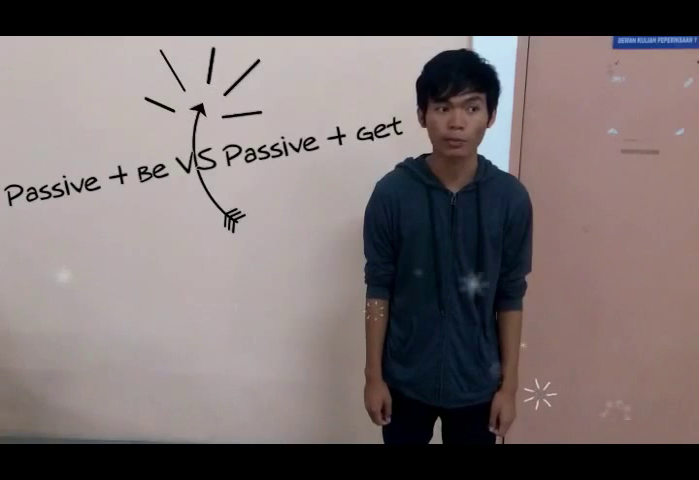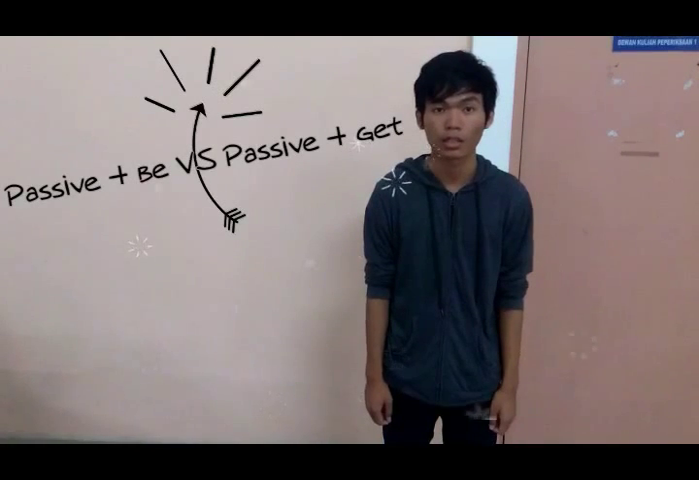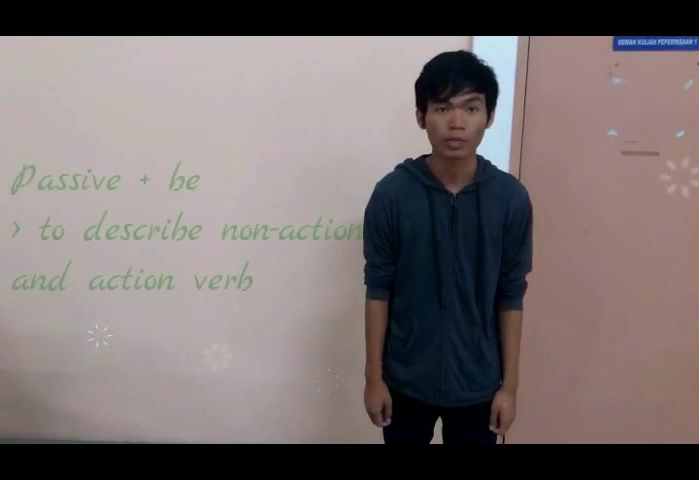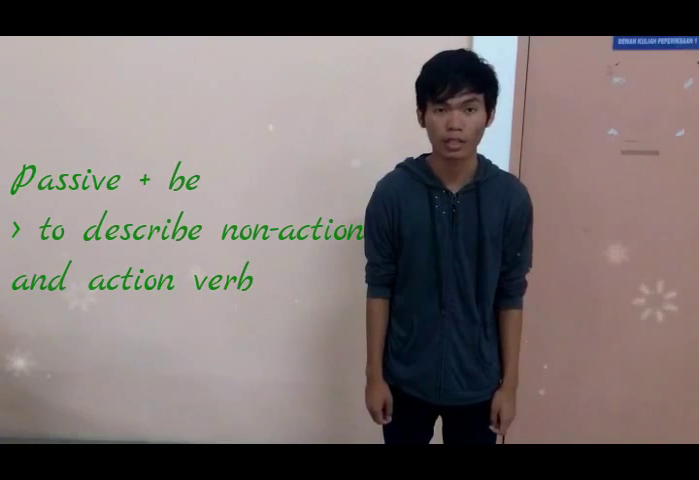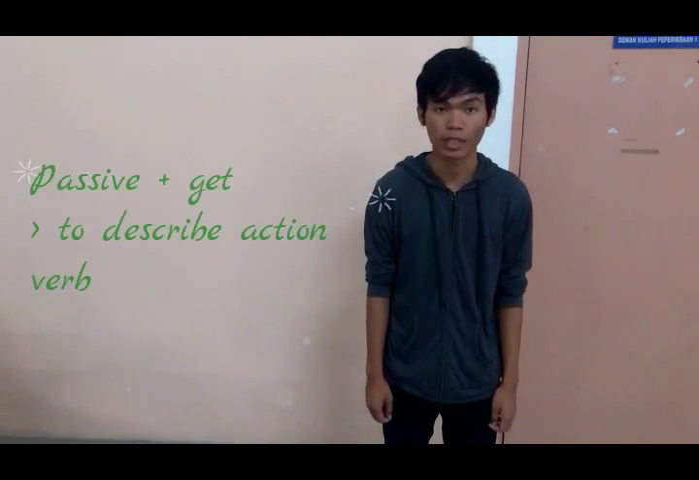The differences between passive with be and passive with get: with passive with be, we can describe non-action and action verbs, while passive with get can only describe action verbs.